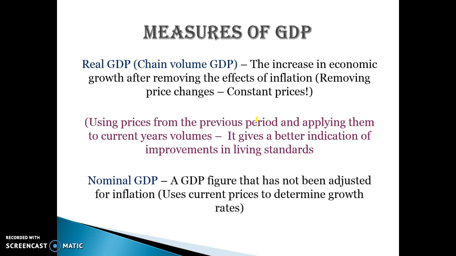So real GDP, or what we call chain volume GDP, is an increase in economic growth after removing the effects of inflation. And basically what we do is we use constant prices, or we can use last year's prices, which is the chain volume GDP approach. So we use prices from the previous period and times them by quantities in the current period to give us a better indication of whether we've actually experienced growth. Nominal GDP is basically GDP before we've adjusted for inflation. It's just basically current prices times volume of production in the current year.